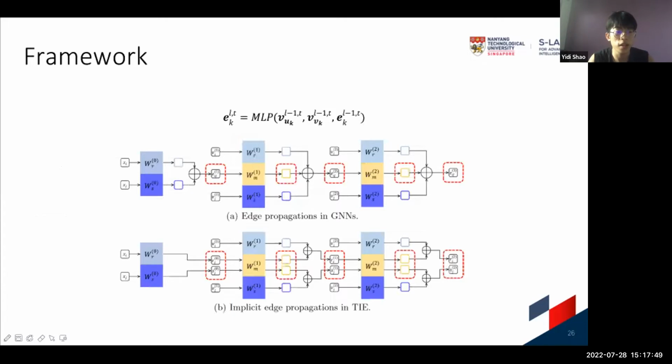So here is our framework. The main idea is to find the edges in GNN paths.